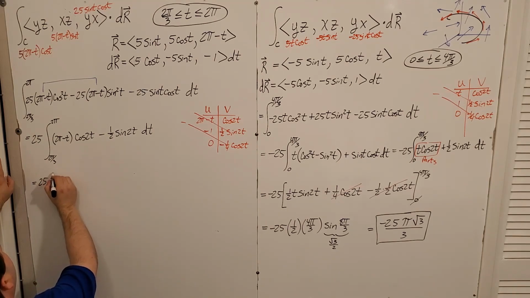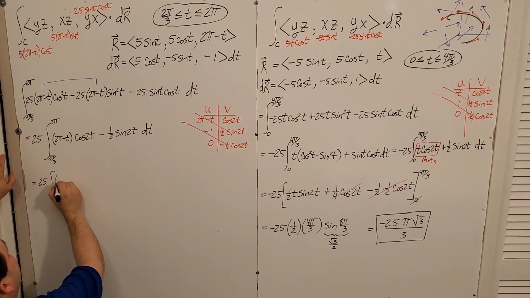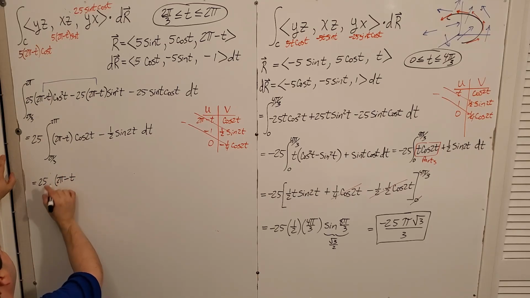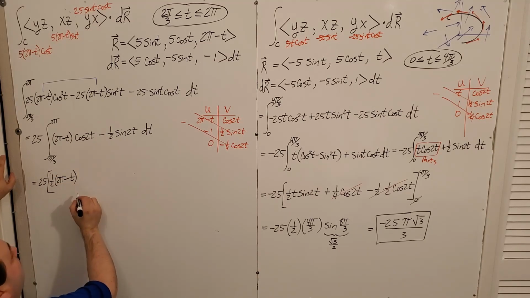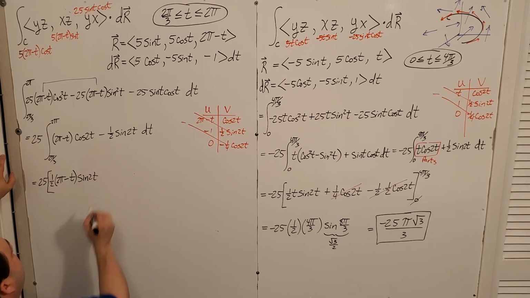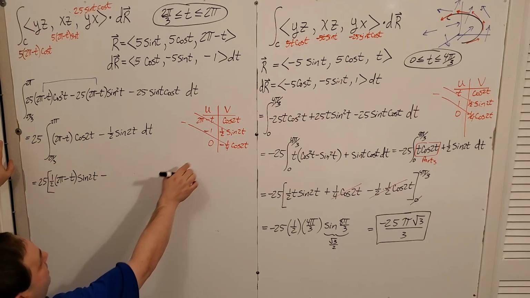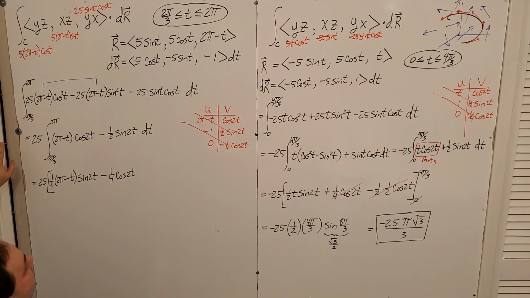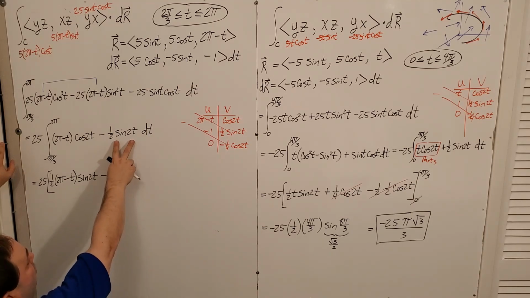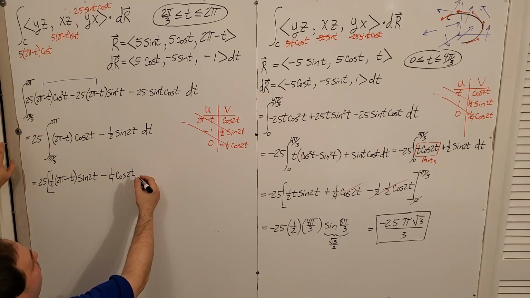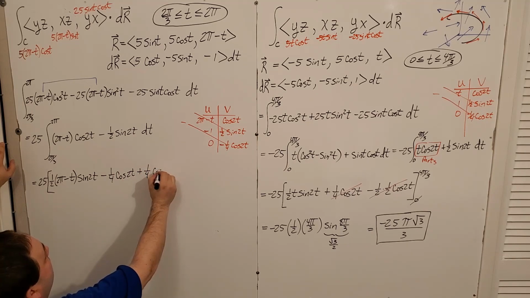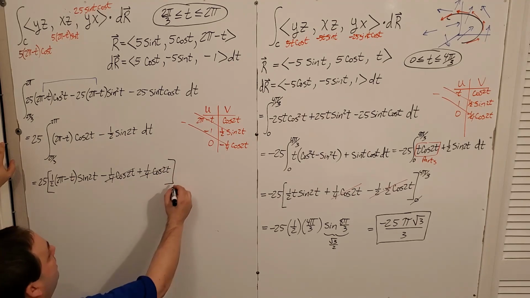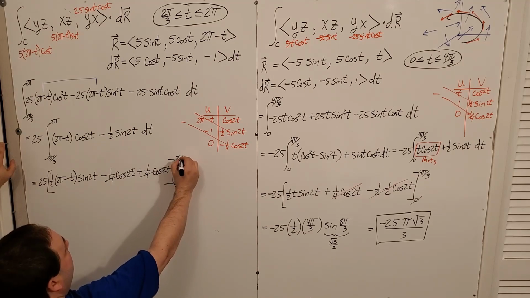I have 25 times (2π − t) times 1/2 sine 2t, minus 1/4 cosine 2t. Okay, that's the by parts. Just like before, when I do this separate integral right here, I'm going to get a plus 1/4 cosine 2t. Like before, these guys are gone. And it's 2π over 3 to 2π.